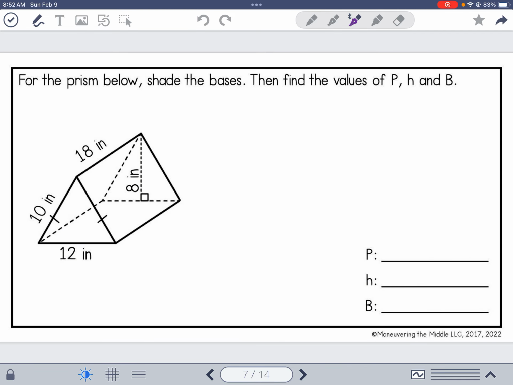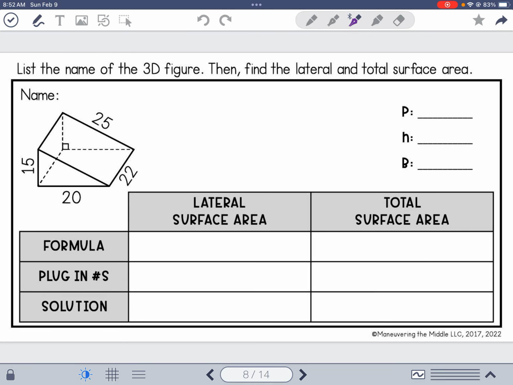Now let's turn the page and let's do our formulas. But remember, before we can plug anything in, we need to go ahead and take care of P, H, and B first. Now, I'm going to highlight my two bases. Today we know they're triangles. And to find the perimeter of my triangle, I'm going to add each side.